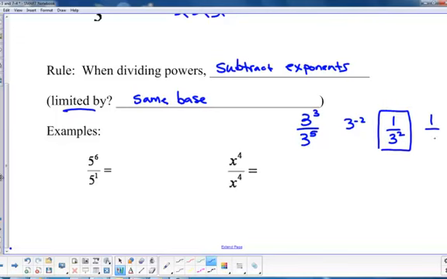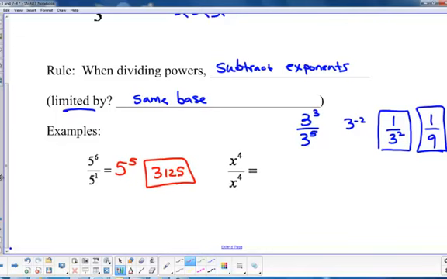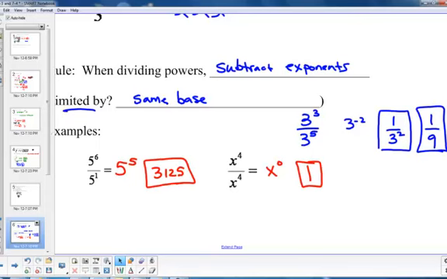Since we have a number, we should do it out. Okay, so 5 to the 6 over 5 to the 1 is 5 to the 5th, and 5 to the 5th is 3,125. x to the 4 over x to the 4 is x to the 0. Anything to the 0 power is 1. Hopefully you can just look at x to the 4 over x to the 4 and know that it's 1.